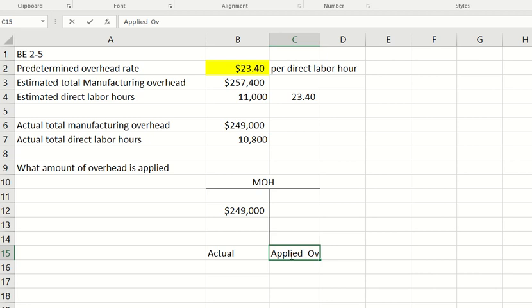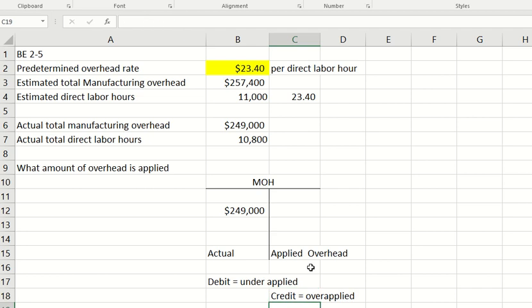Applied overhead, right? If we have a debit, it means our actual was greater than what we applied, what we thought we were going to use. So that means it's going to be underapplied. And if our applied amount is greater than what we actually used, what we estimated is greater than what we actually used, that would be a credit, and it'd be overapplied.